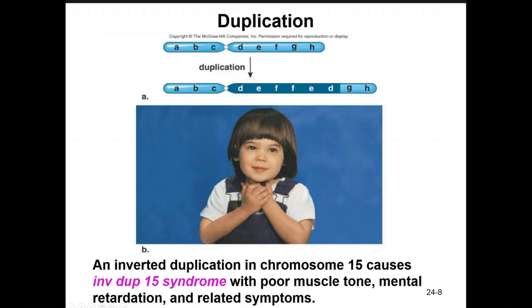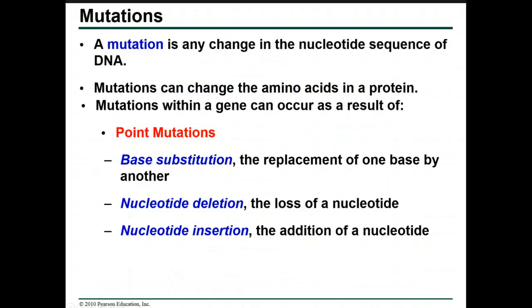Now let's talk a little bit more about mutations and some of the types of mutations that more commonly occur in DNA. A mutation is any change in the nucleotide sequence of DNA. Mutations can change the amino acids in a protein. Mutations within a gene can occur as a result of point mutations. Oftentimes, these point mutations fall into one of 3 categories: base substitution, nucleotide deletion, or nucleotide insertion.